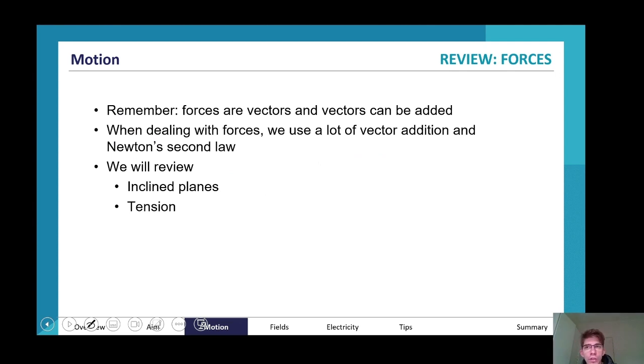Now we're going to talk about forces a bit. Just give me one second. I need to drink some water. And after we cover forces, before we go on to fields, we're going to do some questions because I am a big fan of practice. Practice, practice, practice.